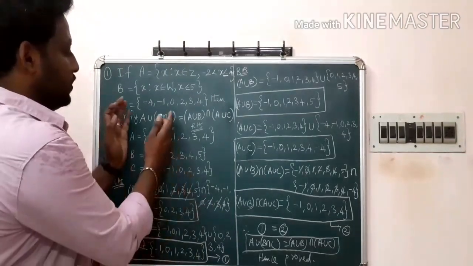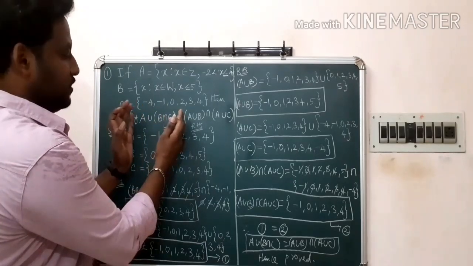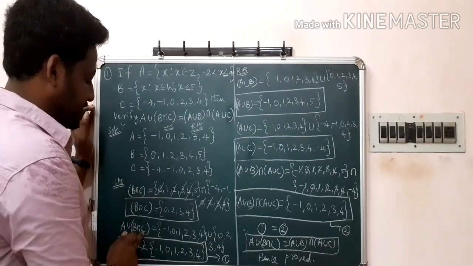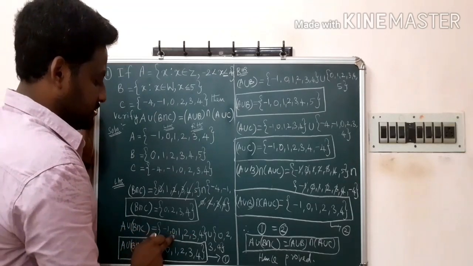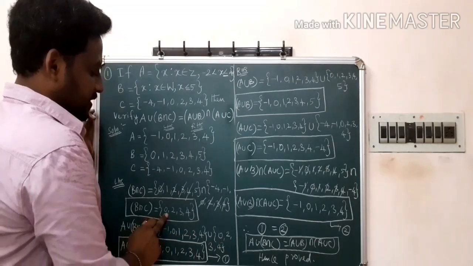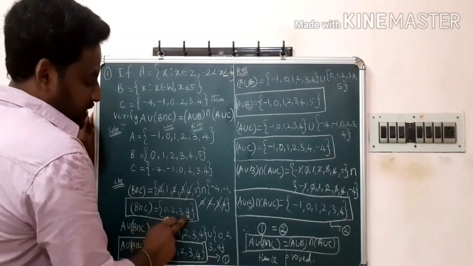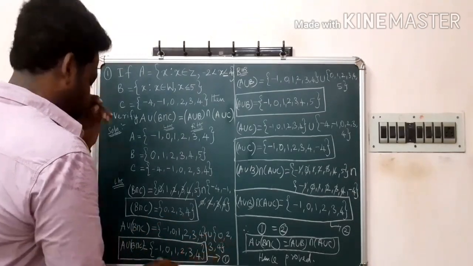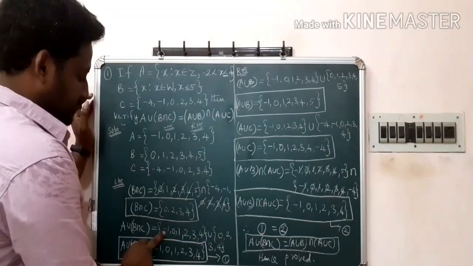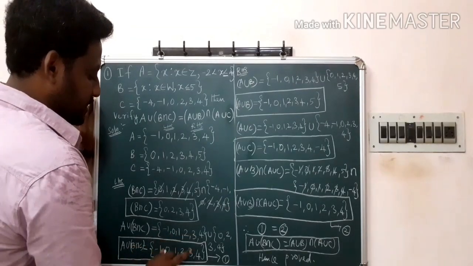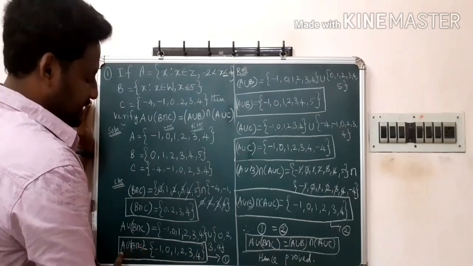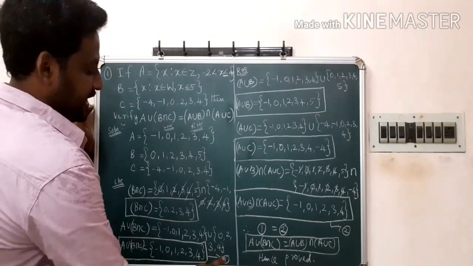And then we look at the whole condition, A union B intersection C. So we have to take union with set A. A is minus 1, 0, 1, 2, 3, 4, union B intersection C, which is 0, 2, 3, 4. Union means we combine the two sets. That is minus 1, 0, 1, 2, 3, 4. Is any element left out? No, all the elements are written. So that is A union B intersection C, and we take it as equation 1.